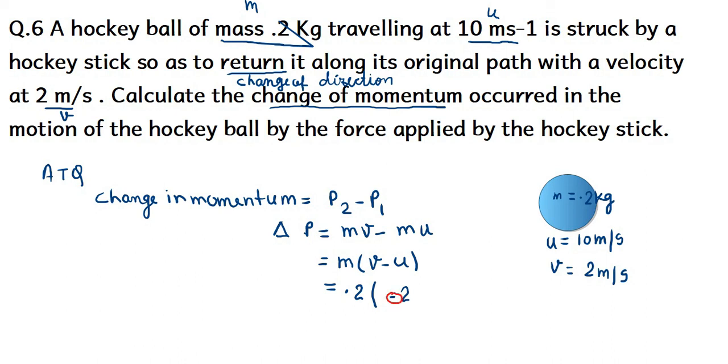Why? And u, what is u? 10. Okay. 0.2 into minus 2 minus 10, which is minus of 12. Student, I have told you the ball is changing the direction. That means we have to show it by a negative sign. That momentum change is minus of 2.4 kg meter per second.